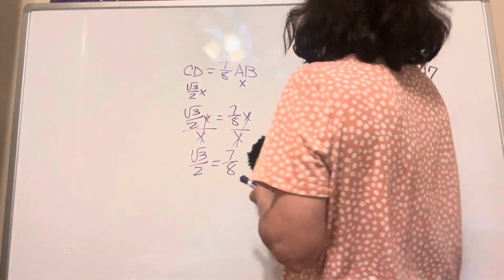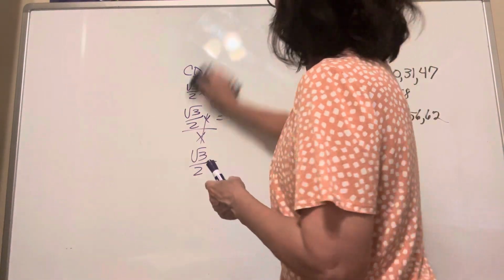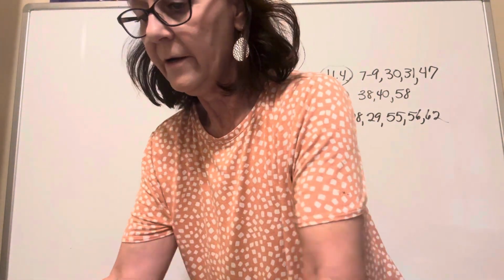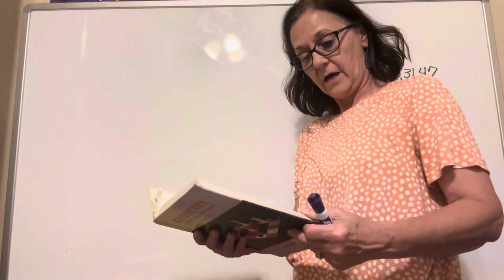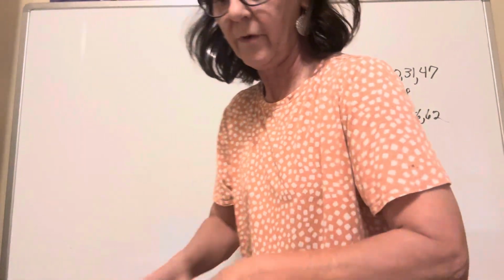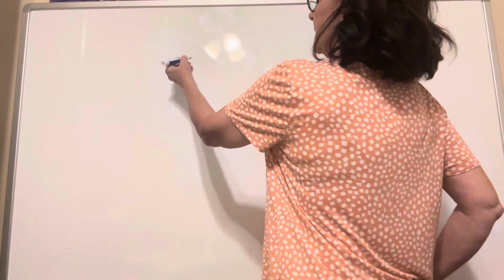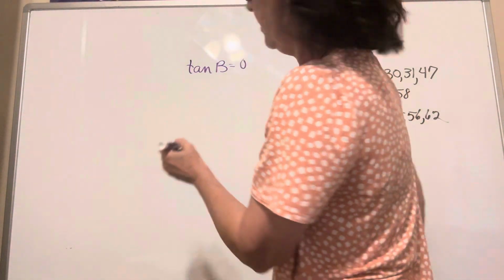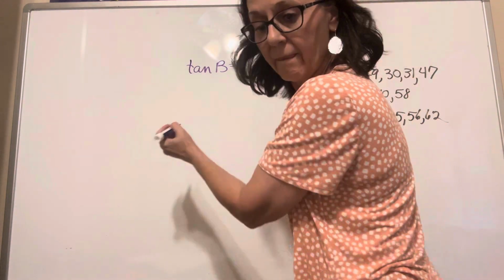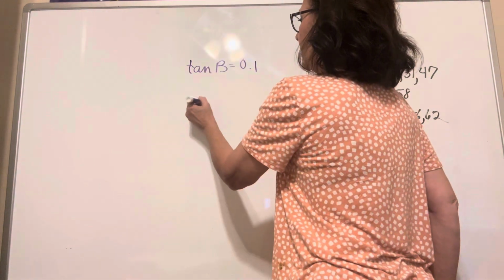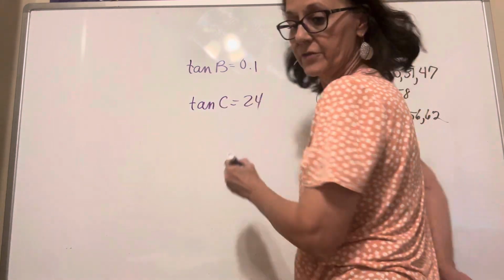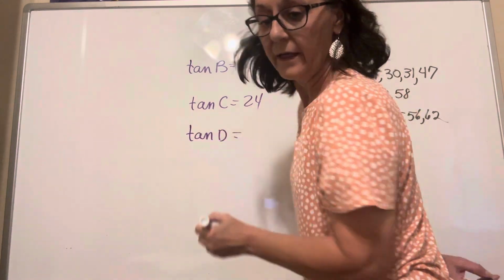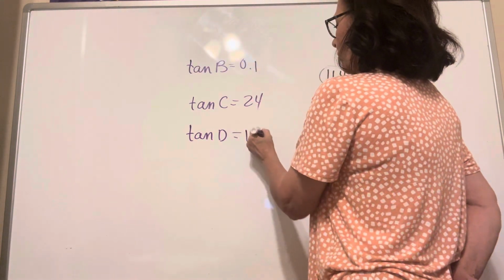All right. Now, jumping to 11.4, I'm going to keep going. 11.4, 7 through 9. All right, this is all calculator. I'm just going to write them on the board. 7 says the tan of B is 0.1. Tan of C is 24. And we have to solve for B and C and then D. The tan of D is 1,000. They're wanting us to solve for the angle.